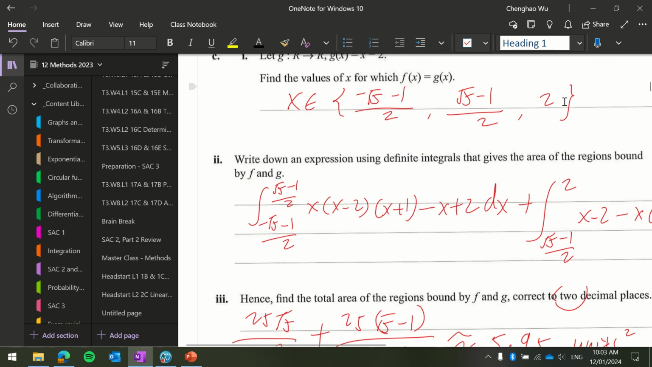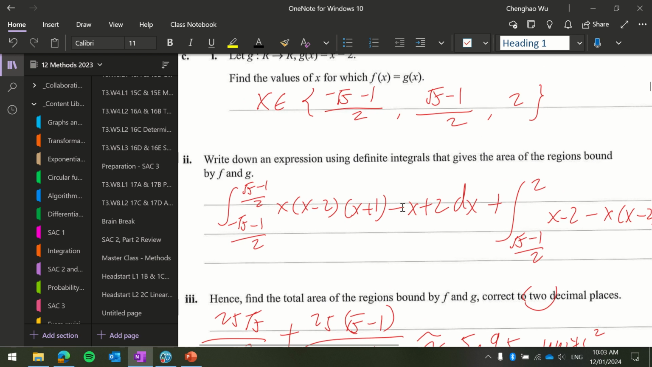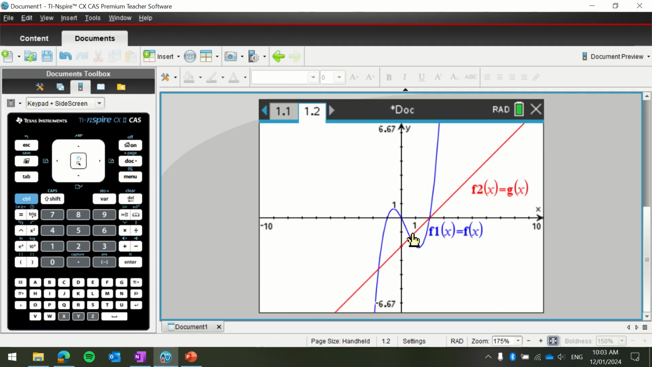Okay, the reason I'm graphing them is that I need a definite integral that gives the area of the region bound by f and g. So if I can't see the area of the region bound by f and g, it's difficult to know what function is on top, what function is at the bottom, and what are the terminals of the integral, so the endpoints of the area. So really, the area has 2 parts. One part here where my cursor is, the blue is on top, the red is at the bottom, and the second part where the red is on top and the blue is at the bottom.